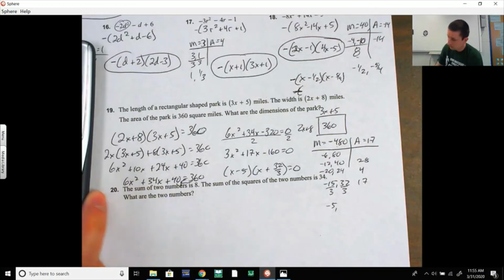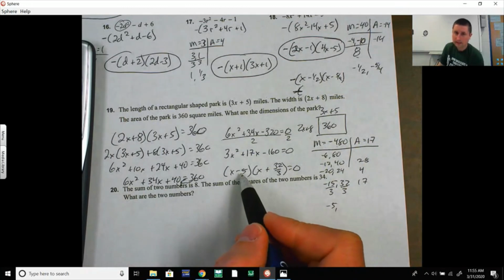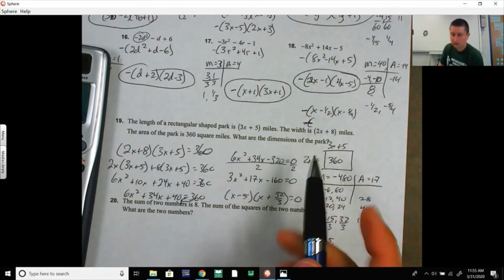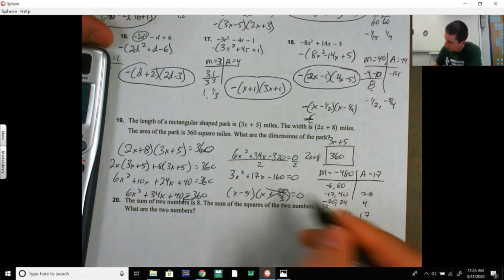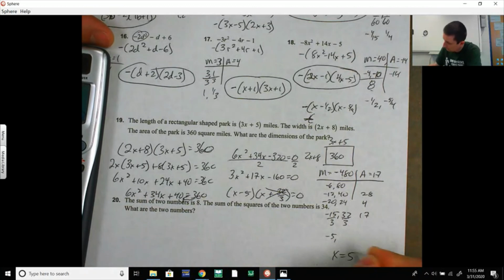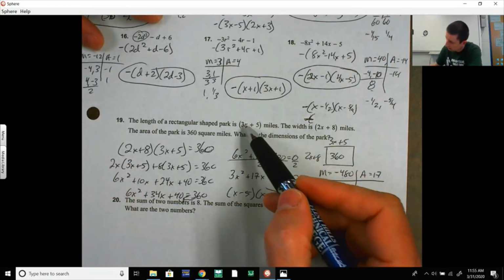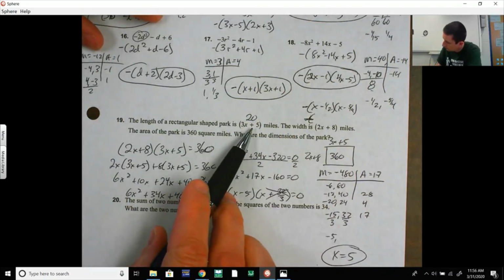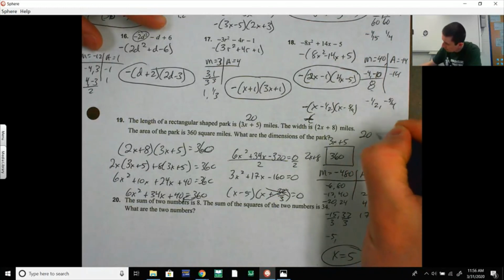Now remember, we're solving this. So our answers right now would be a positive 5 and a negative 32 thirds, but the question is, what are the dimensions of the park? Dimensions can't be negative. So we're going to throw this one out, and we're just going to say, okay, x equals 5. Those are not the dimensions of the park, though. Come back up here. It'd be 20 miles. 3 times 5 is 15, plus 5 is 20, and 18. So it's 20 by 18 miles.